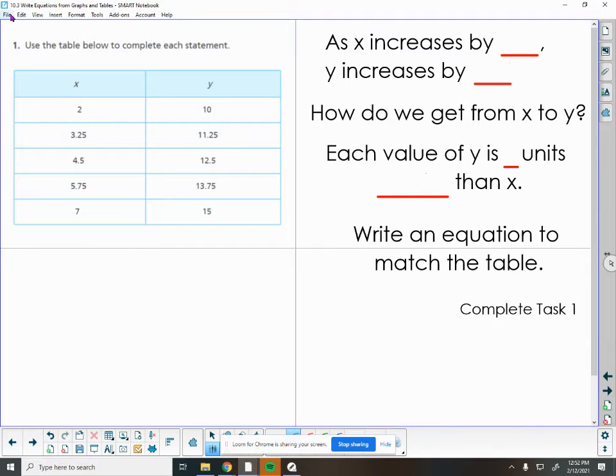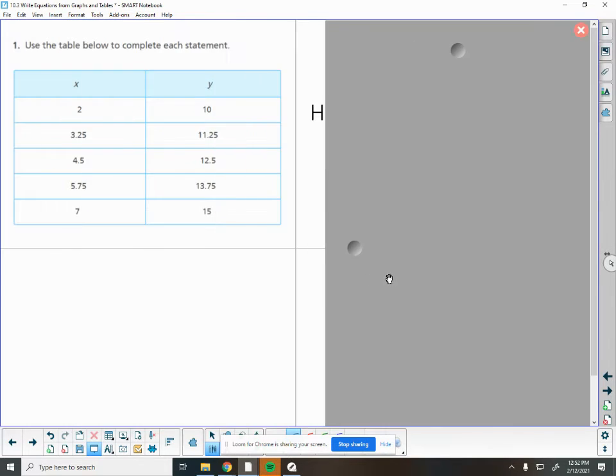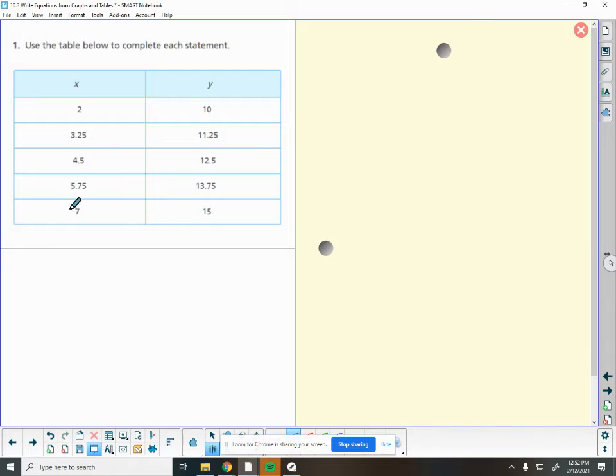Number 1 tells us to use this table below to complete each statement. So we are looking for patterns here. Before we even get into the task, let's see what kind of patterns we notice. Let's cover that up so it's not distracting us. I notice X here is 2 and here is 10. I always like to look for numbers that look compatible and easy for me to figure out. One way I can get from 2 to 10 is 2 times 5.